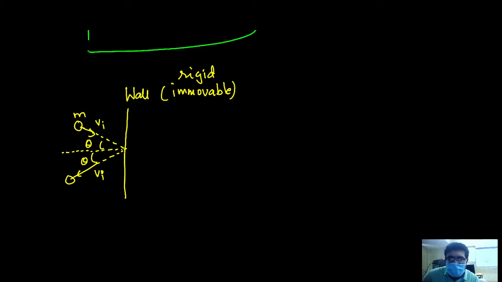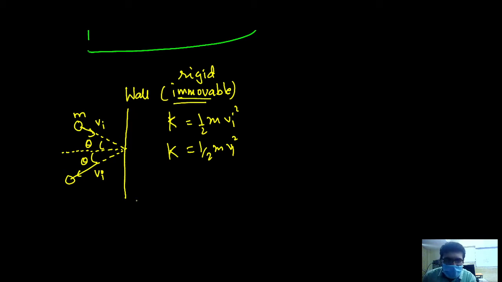the velocity changes, I agree, but not the speed. Remember, it's a perfectly elastic collision and the wall is not moving, so kinetic energy should remain the same before and after. Initial kinetic energy is half m v_i squared. Final kinetic energy will also be half m v_i squared. So velocity will change, that's right, but the speed will not change if the wall is immovable.